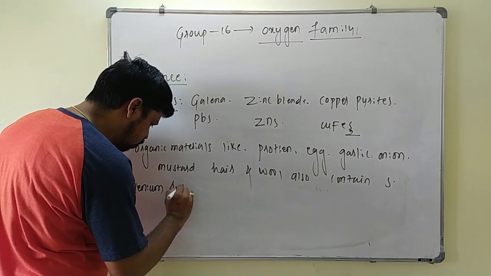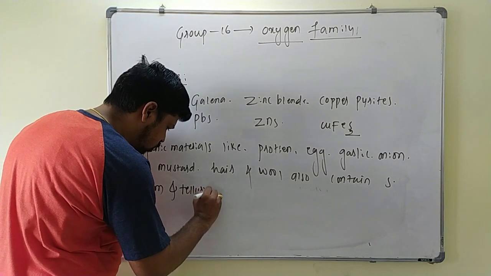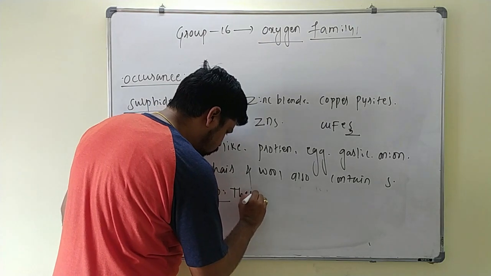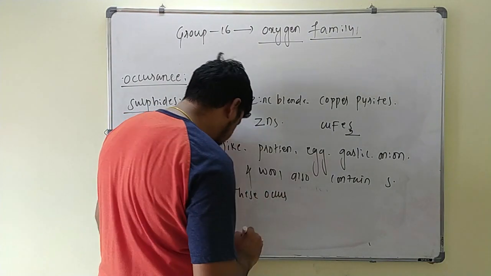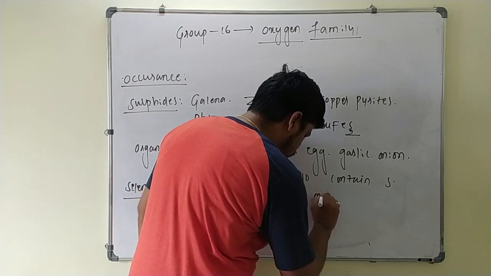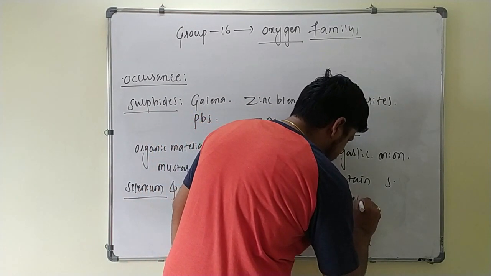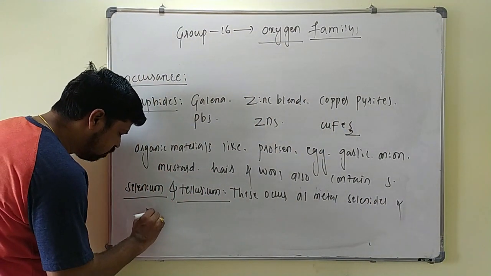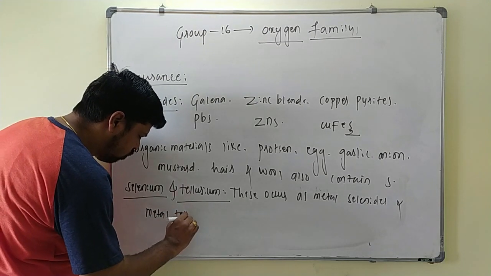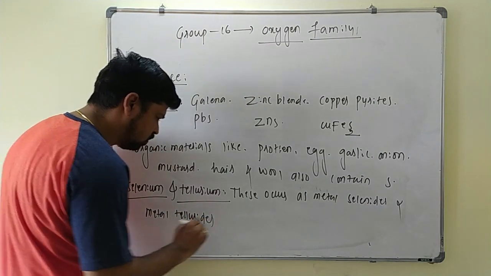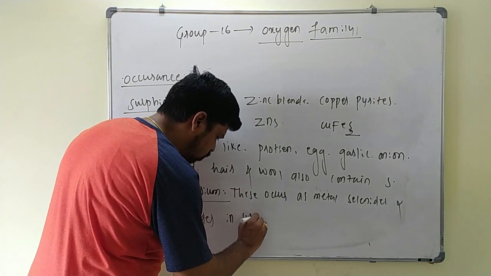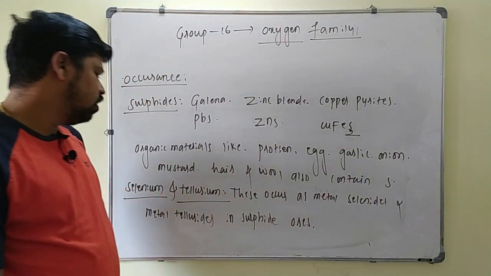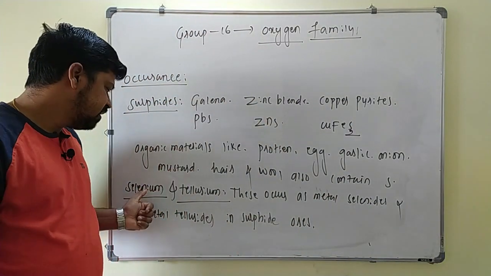The next elements are selenium and tellurium. These occur as metal selenides and metal tellurides in sulphide ores. This is the occurrence of oxygen, sulfur, selenium and tellurium.